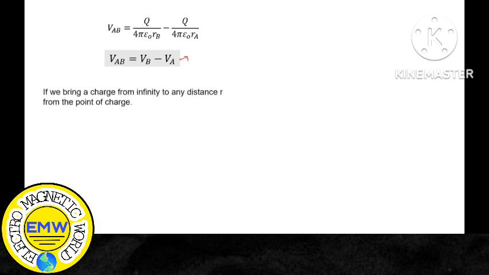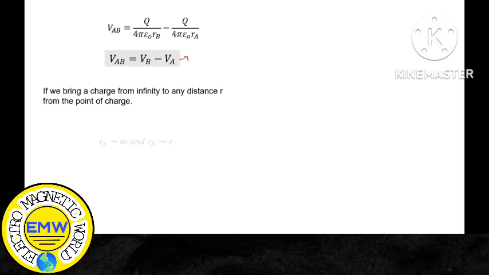Okay, now there might be a case where I take a charge from infinity distance to a fixed distance, then what will be the potential difference? So if we bring a charge from infinity, it means your RA will be infinity and RB will be a constant number.